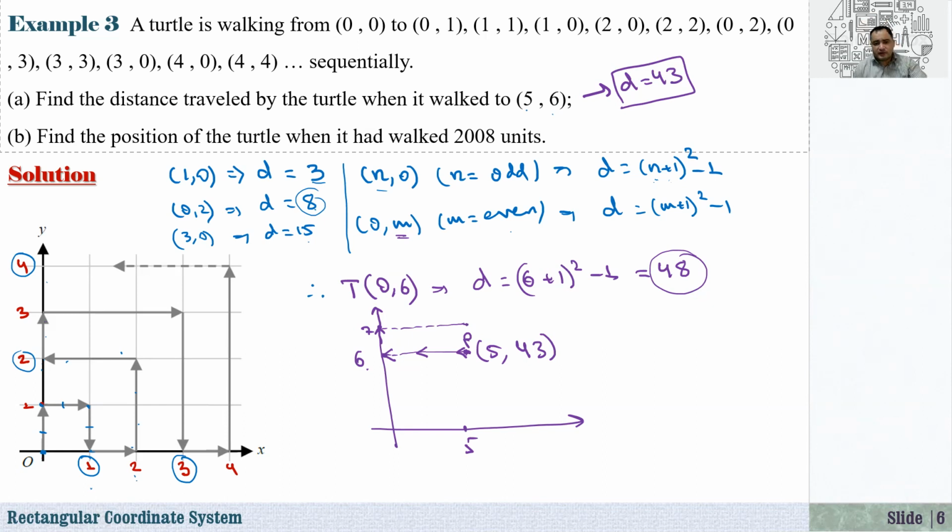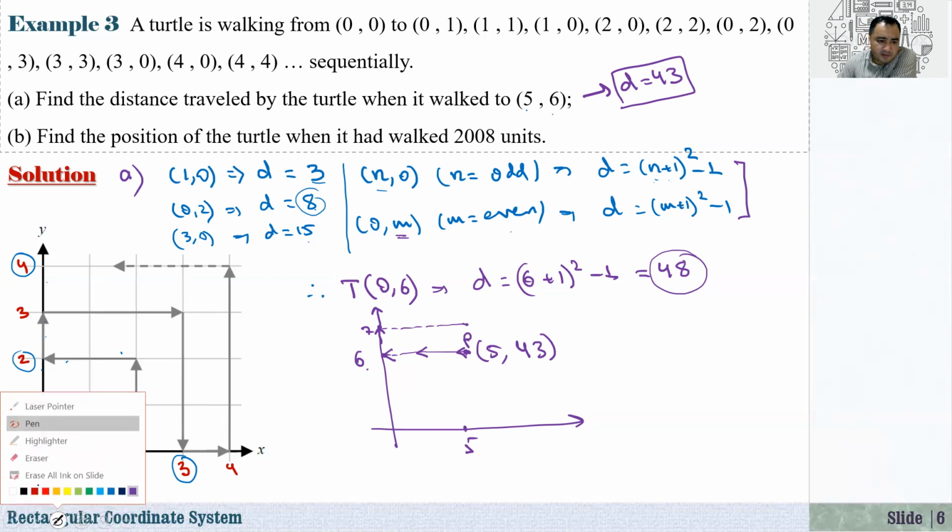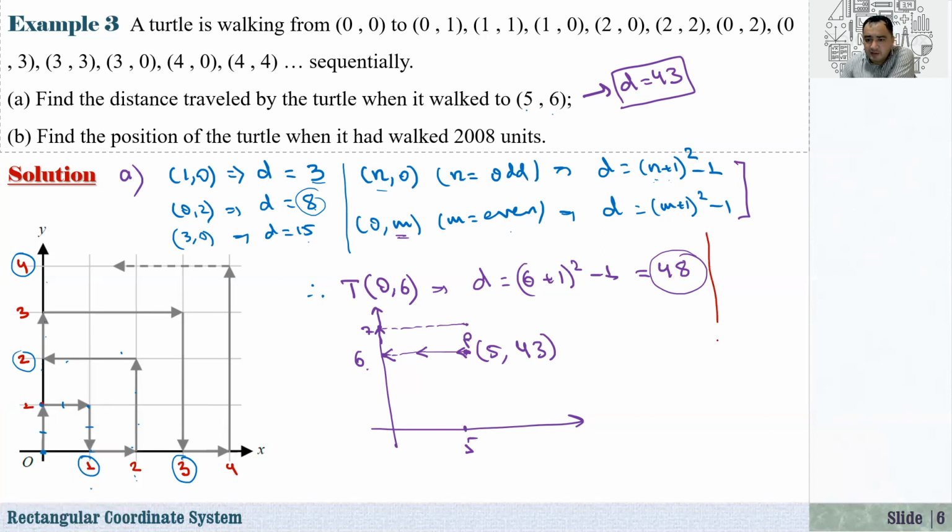Okay. And how about the second question? Find the position of the turtle when it had walked 2008 units. Here, I need to find a square number close to 2008, because to find the distance traveled by the turtle, we are using one of these formulas. This is part A. Okay, it took a lot of time, but no problem. Let me draw a line here and solve the second part.